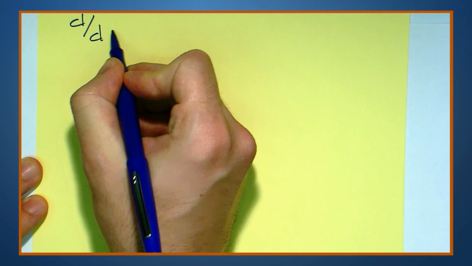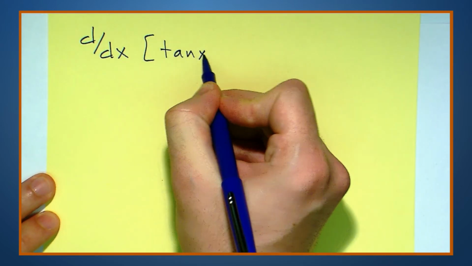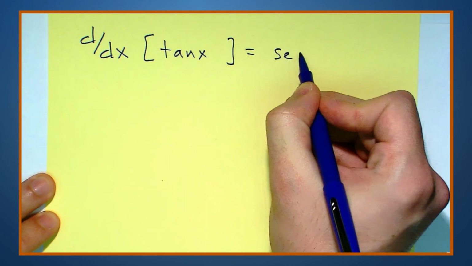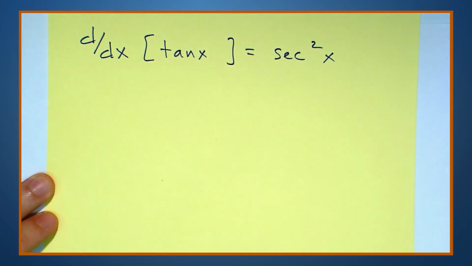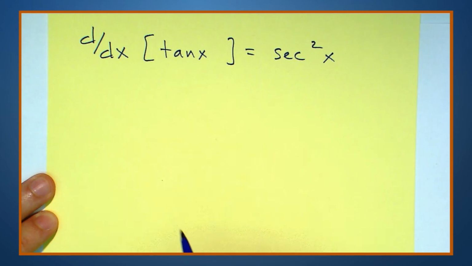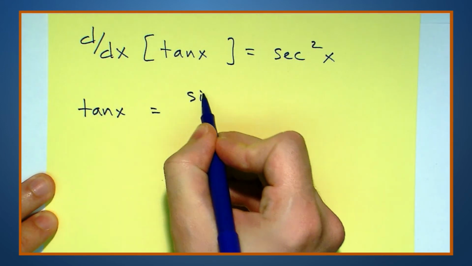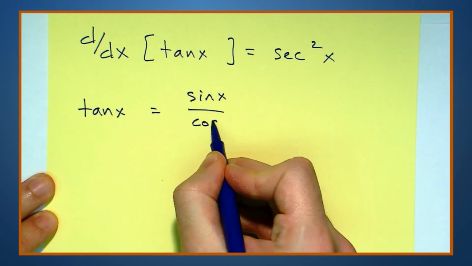What about the derivatives of other trig functions? You need to know facts like the derivative of tangent is secant squared. But in addition to memorizing a fact like this, it's helpful to know where it comes from. Recall that the tangent function can be defined as the ratio of the opposite side to the adjacent side in a right triangle, or equivalently, the ratio of sine x to cosine x.